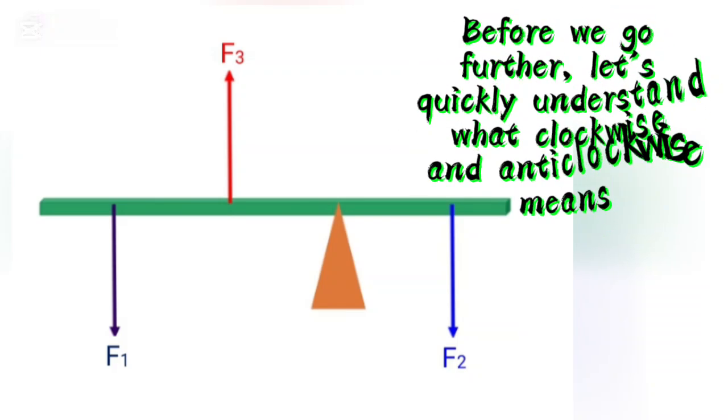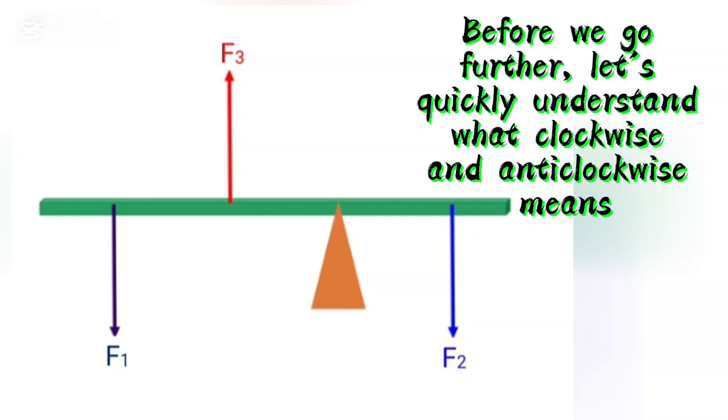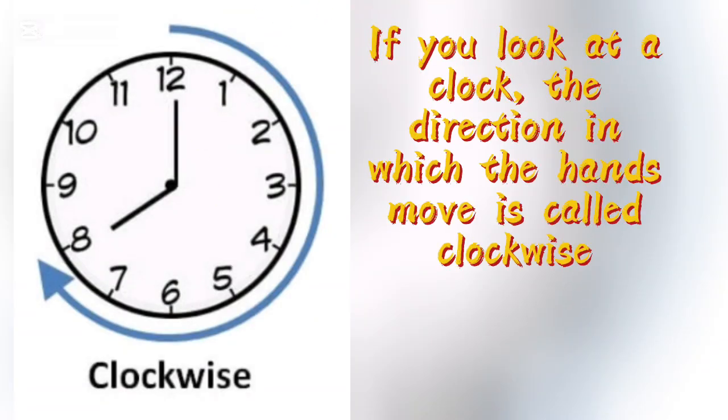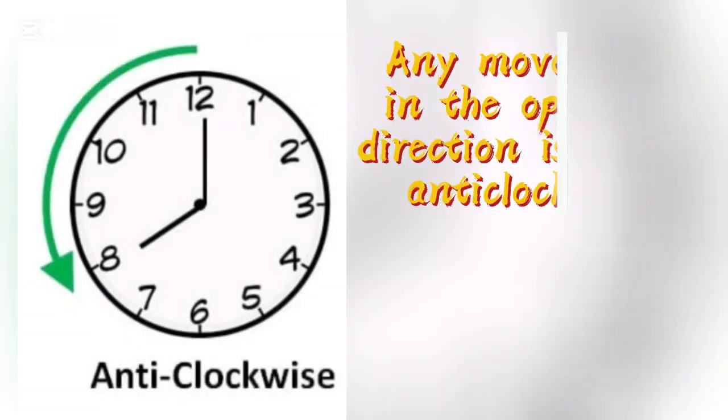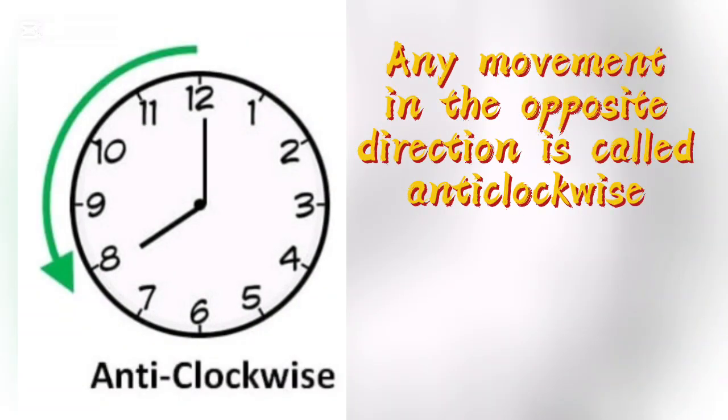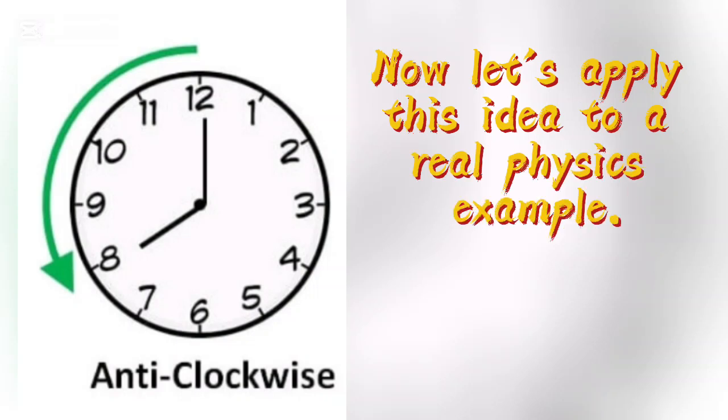Before we go further, let's quickly understand what clockwise and anticlockwise mean. If you look at a clock, the direction in which the hand moves is called clockwise. Any movement in the opposite direction is called anticlockwise. Now let's apply this idea to a real physics example.